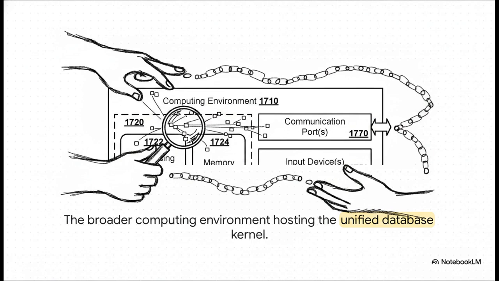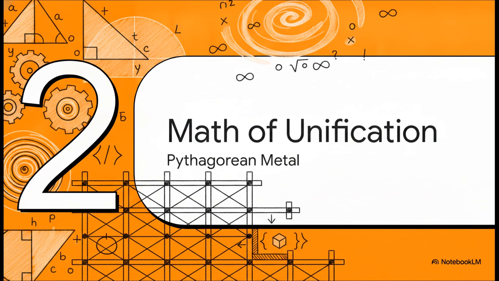Because the code and the data are unified and co-located in this hierarchical format, lay stakeholders, people without any deep database expertise, can easily peruse and verify the application's behavior. Next, let's explore the math of unification, the Pythagorean model.